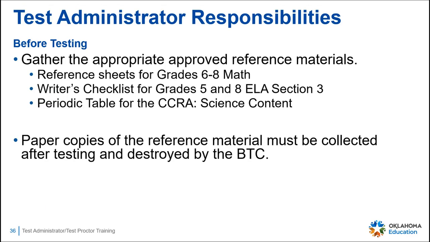Gather the appropriate approved reference materials: reference sheets for grades 6 through 8 math, writer's checklist for grades 5 and 8 ELA section 3, periodic table for the CCRA science content. Paper copies of the reference material must be collected after testing and destroyed by the BTC.